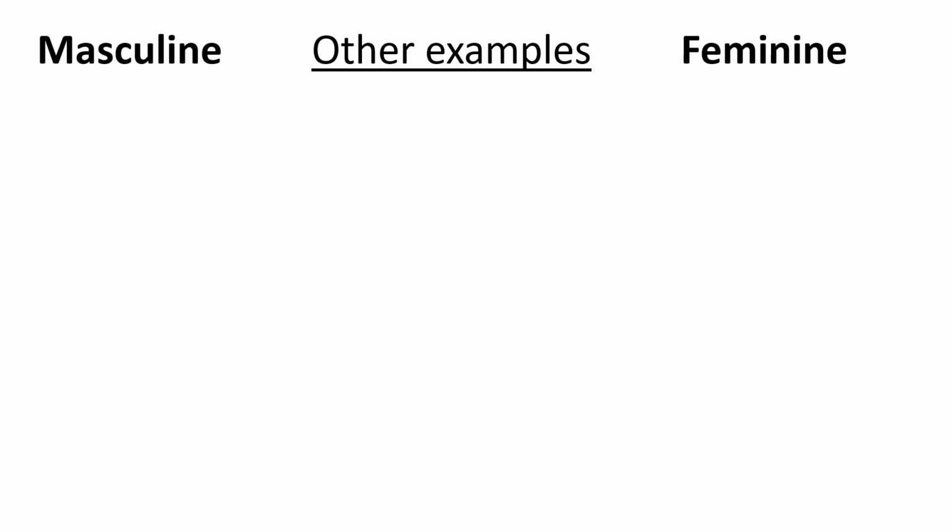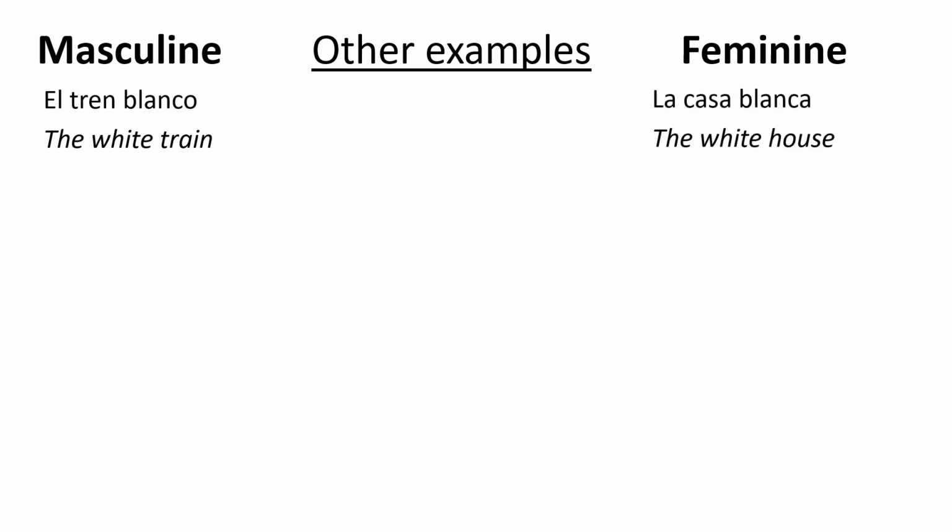Since English does not have this rule of changing the endings of colors based on the word's gender, then this might be a little confusing, so here are more examples. El tren blanco, the white train. La casa blanca, the White House. Tren is a masculine word, which we know because it has el at the front, and casa is a feminine word, since it has la at the front. Since tren is masculine, the O stays at the end, whereas since casa is feminine, the O changes to an A.